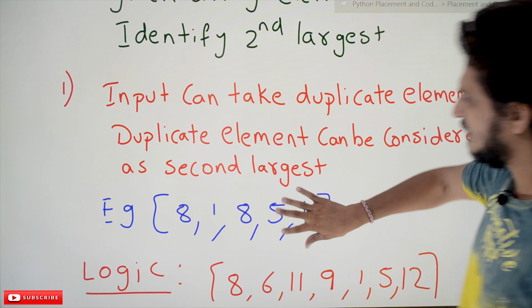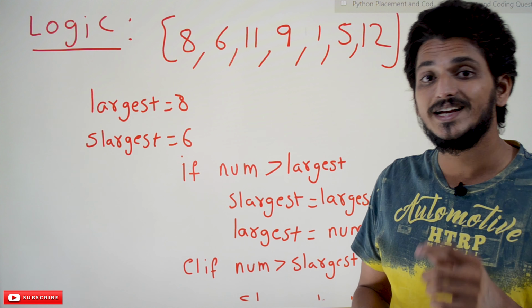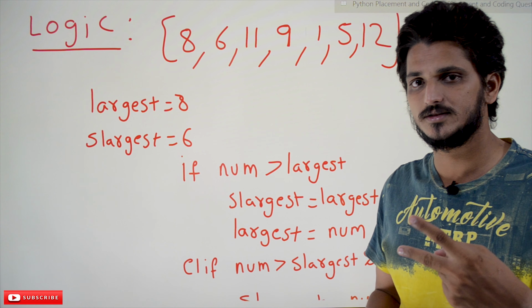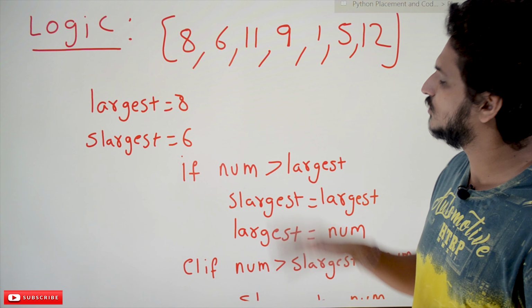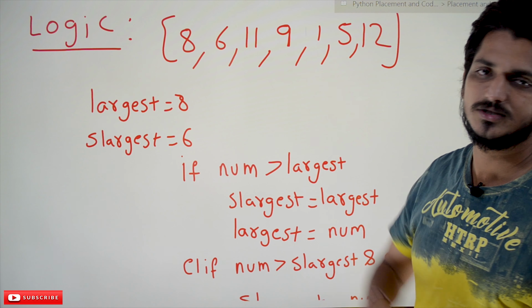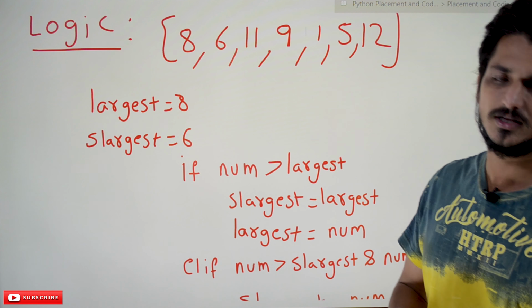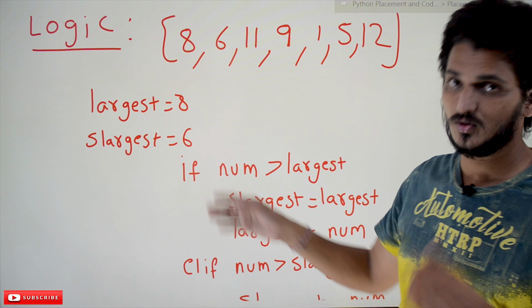So we are taking the first two elements, 8 and 6. What is the biggest element in this? 8. So the largest is considered as 8, and the second largest, slargest means second largest, is considered as 6. So check the first two numbers, assign the largest and second largest. The input should have at least 2 numbers. That's the condition. If both the elements are the same, 8, 8, both are equal, 8 is the largest element, and the second largest is also 8.